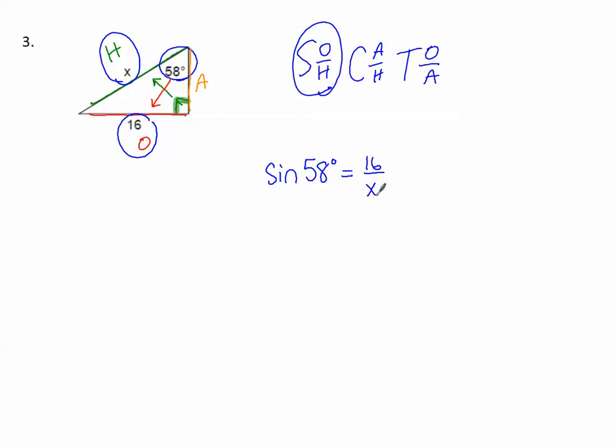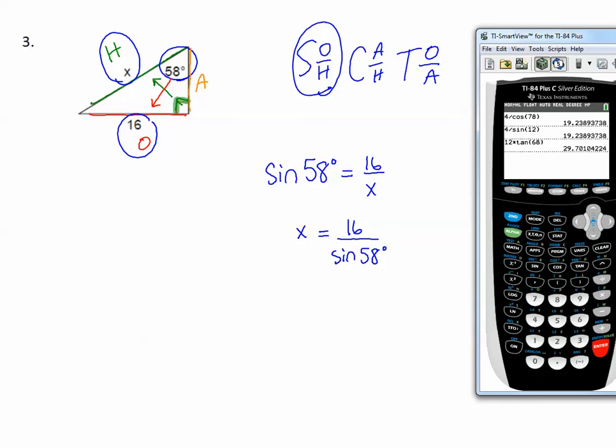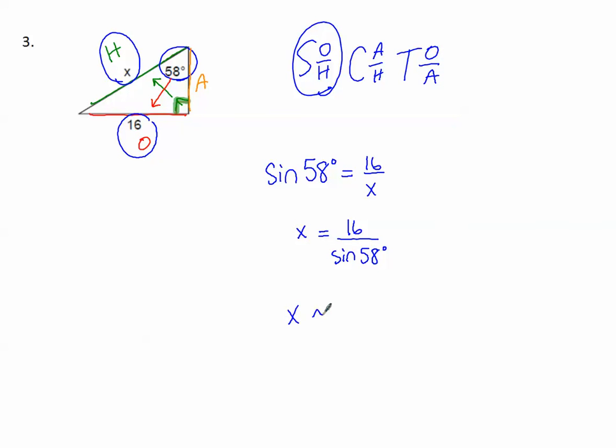See the x's on the bottom, so I do interchange. Put x on top, divide by the sine of 58 degrees. Pull out my calculator, 16 divided by sine of 58, and it said round to the nearest tenth. So the 8, next to it is a 6, makes that 8 go to a 9, 18.9. x is approximately 18.9.